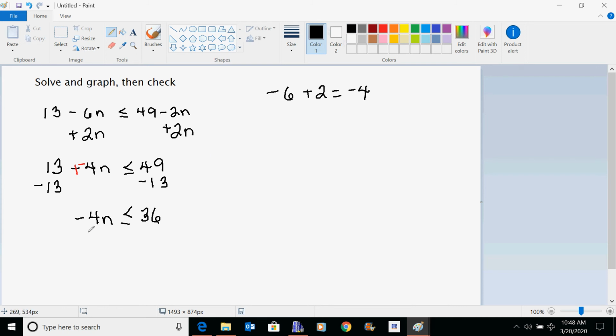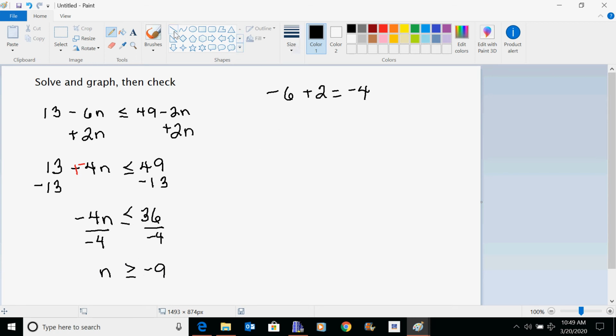Now we need to divide both sides by -4. But you have to remember, back when we talked about it, if you divide both sides by a negative, and we have an inequality, that means that our inequality sign turns over. Don't forget that. It's been a while since we did that. So there's our solution. N has to be bigger than -9.